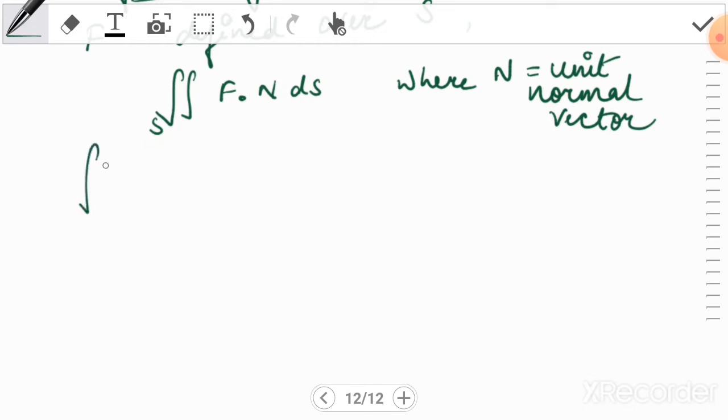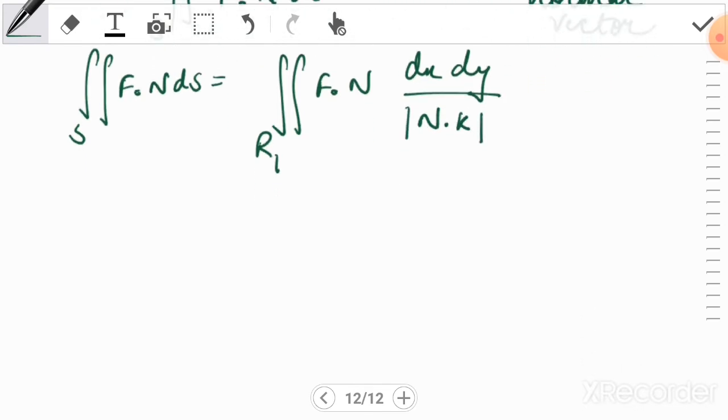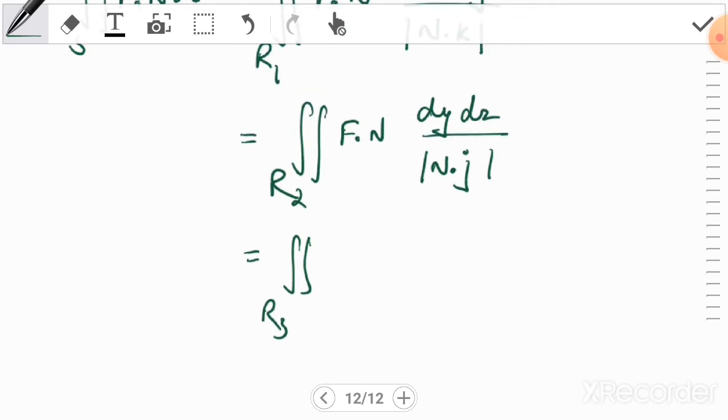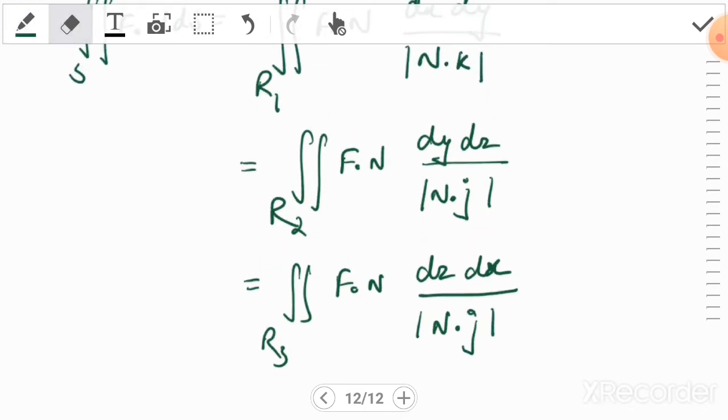So f dot n ds is defined over r1, where r1 is the projection in the xy plane, as dx dy by n dot k, and over r2, where r2 is the projection in the yz plane, as dy dz by n dot j, and also over r3, where r3 is the projection in the zx plane, as dz dx by n dot j.